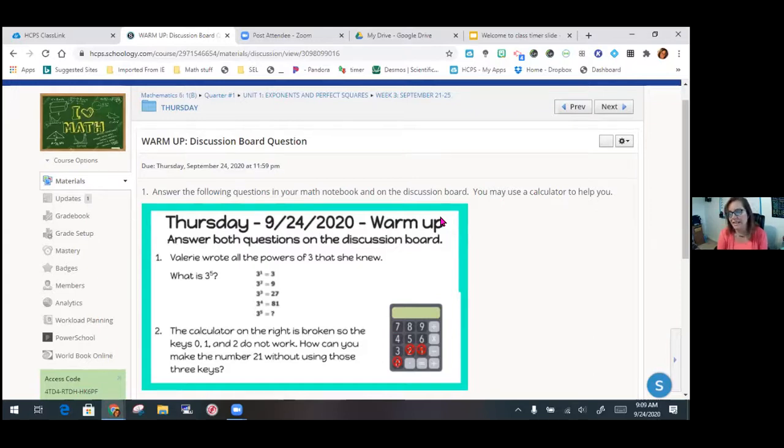First one says, Valerie wrote all the powers of 3 that she knew. So she wrote 3 to the power of 1 is 3, 3 to the power of 2 is 9, 3 to the power of 3 is 27, 3 to the power of 4 is 81. What is 3 to the power of 5? Remember, calculators are okay. So you need to answer number 1. And I'll pause before I read number 2 to you.